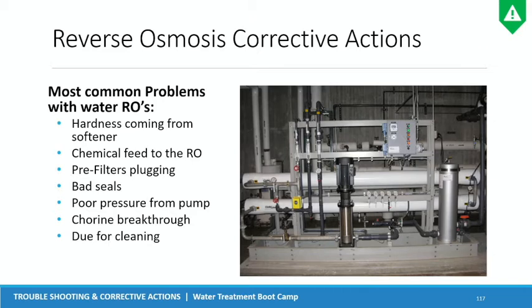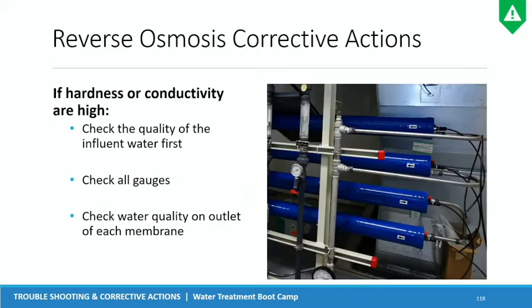Typically, with smaller ROs you're not really doing a lot of cleaning, but larger ROs like this have CIP capabilities built right into them, where you can hook up chemistries to do a CIP cleaning, and maybe it needs to be cleaned. So if hardness or conductivity are high, obviously check the incoming water, check your gauges, and as I said earlier, each RO membrane, you have the ability to test.